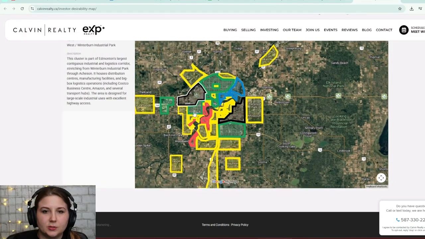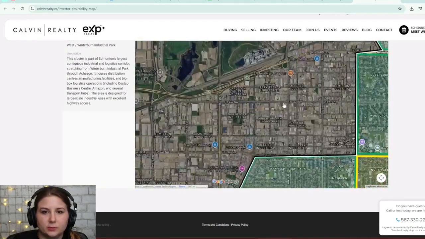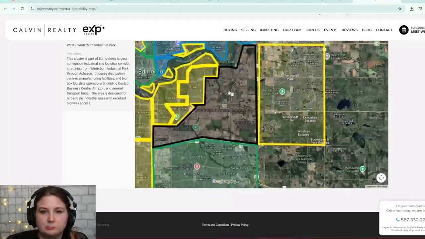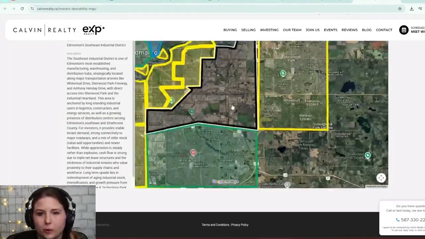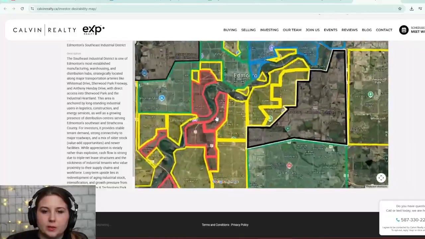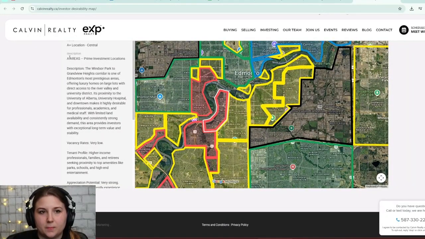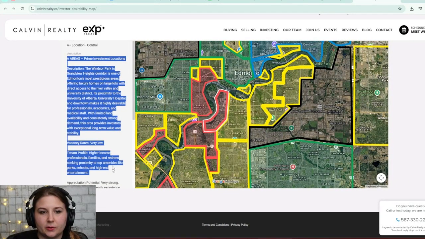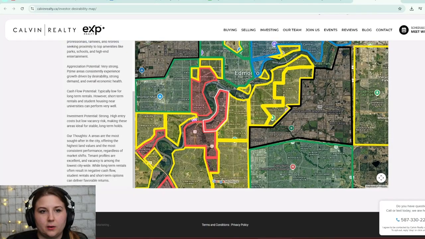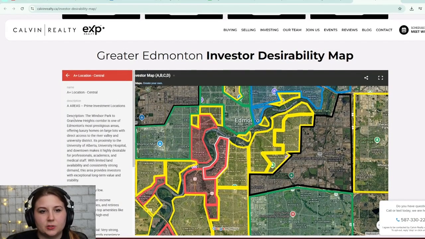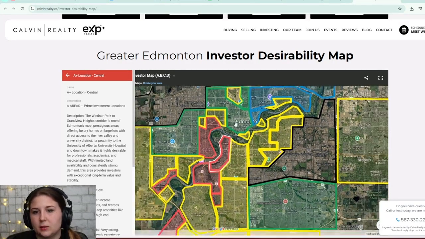the black sections, these are like industrial, so we don't really count this. Yeah, there's just nothing really there for us. What we have here is the red locations are A. If you click each section, there is information on the left-hand side on what you need to know: appreciation, cash flow, investment potential, our thoughts, and just a general description of that area, because not all areas are the same, even though they're A, B, C, Ds alike.